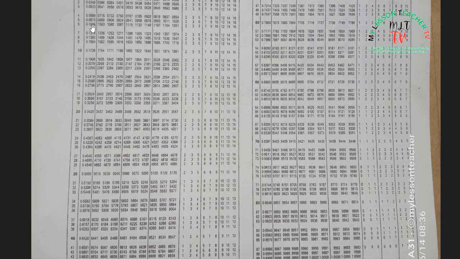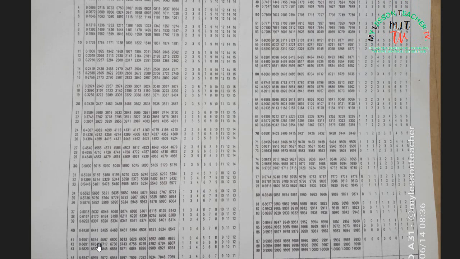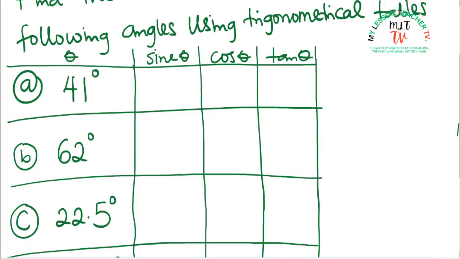Okay, so subsequently we shall learn how to use the sine table, but for today's class I'm going to look at angle 41 degrees, and sine of 41 degrees is said to be 0.6561.